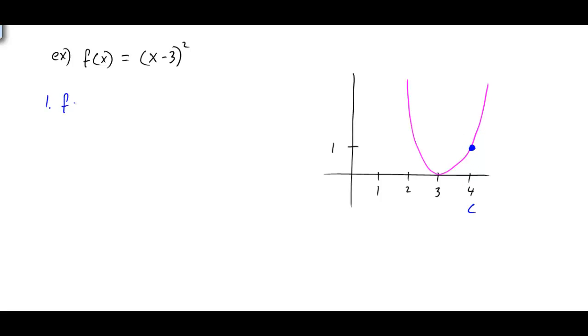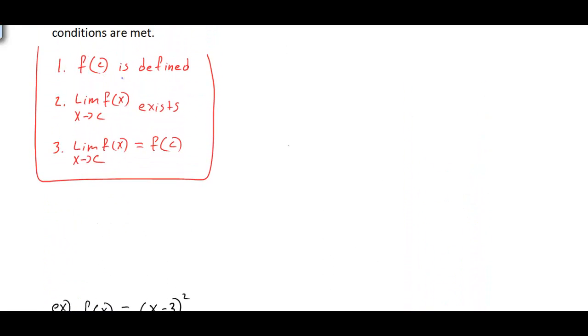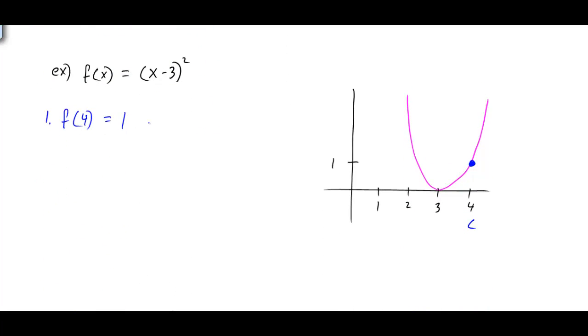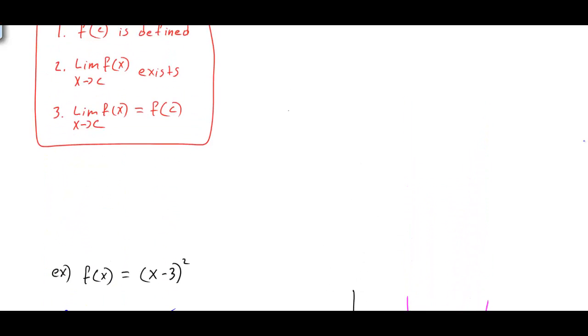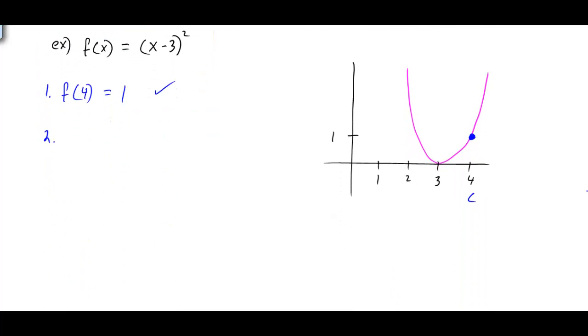So if we look at f of c, that's f of 4. Well, if we plug 4 in, 4 minus 3 is 1, and 1 squared is 1. So f of 4 equals 1. That indicates that our function is defined at that particular point, so that one checks out. Number two says the limit as we approach that c value exists. Well, if we look at the limit of our function as x approaches our c value, again, I'm just using the number 4.